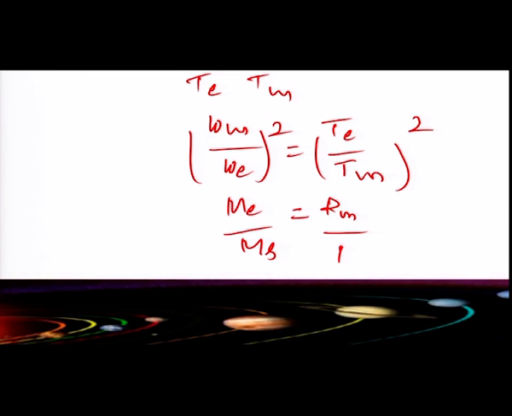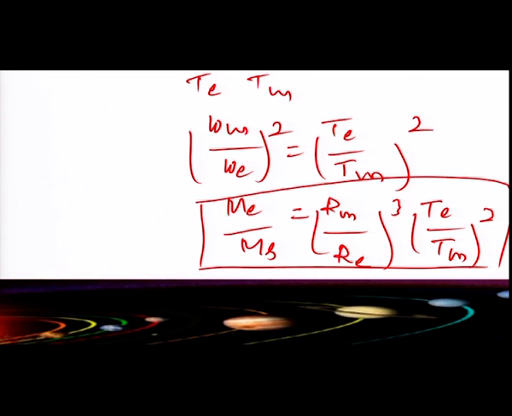So, from this I can write Me by Ms is equal to Rm by Re the whole power 3 into Te by Tm the whole square. Thus, knowing Rm, Re, Te and Tm, the mass of the earth can be compared with that of the sun. This is the final statement: Me by Ms is equal to Rm by Re the whole power 3 into Te by Tm the whole square. Using this we can solve this problem.